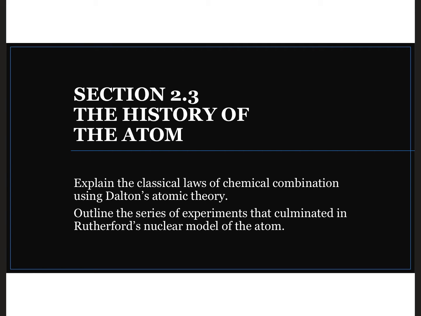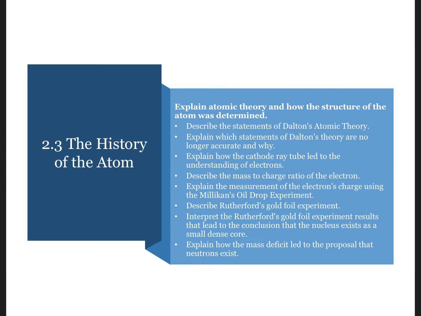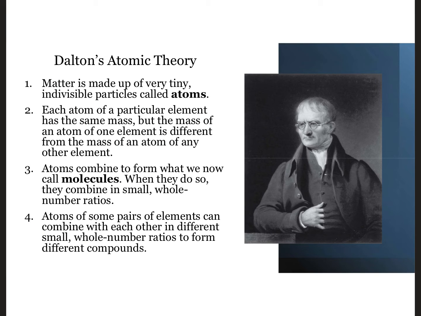Section 2.3 offers a brief history of atomic theory. While the textbook offers 2 learning outcomes, we've broken it down into several main learning outcomes covering Dalton's theory, Millikan's experiment, and Rutherford's work to explain the early atomic theories. Let's begin. Dalton's atomic theory had 4 main points.